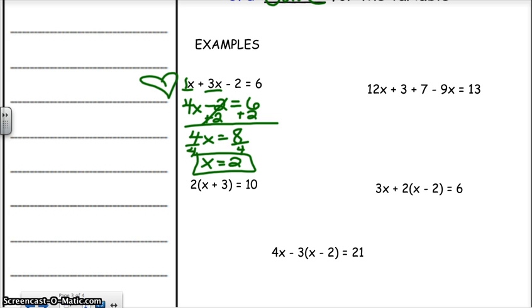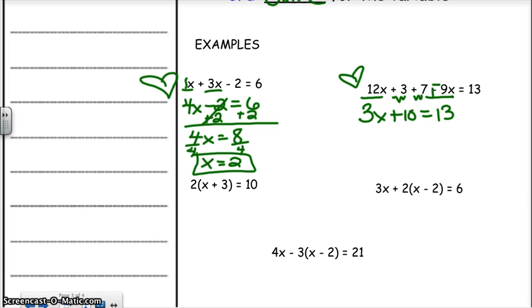Okay, this next one that I'm looking at is definitely longer. I'm going to go ahead and add a negative right away. I do that with this type because I want to remember that's a negative 9 that I'm combining with the other x term. So 12x plus a negative 9x, I'm at 3 x's. Then I have 3 plus 7 is 10 equals 13.